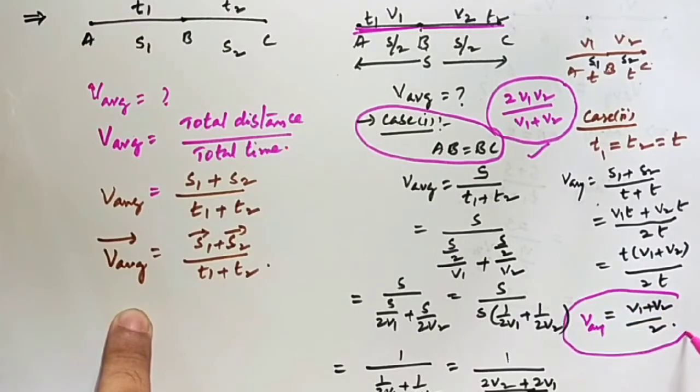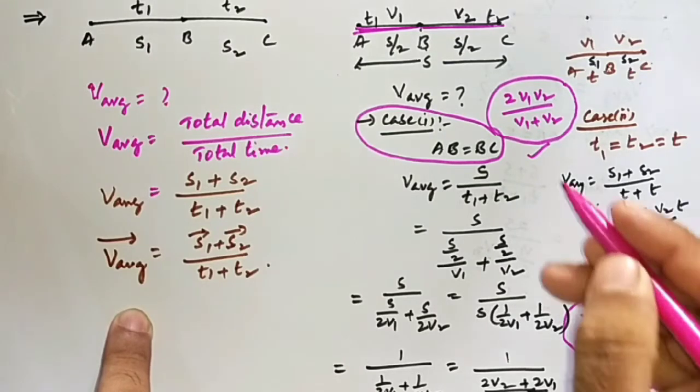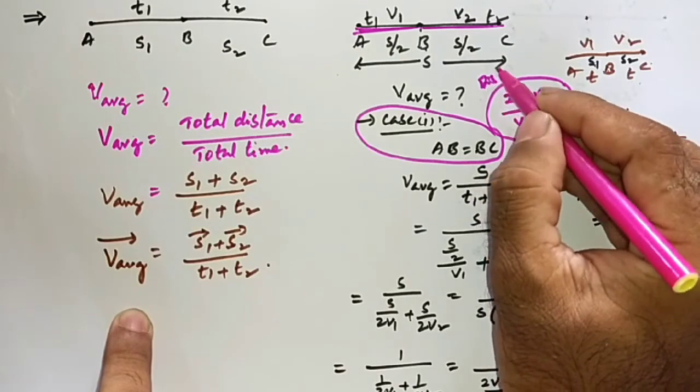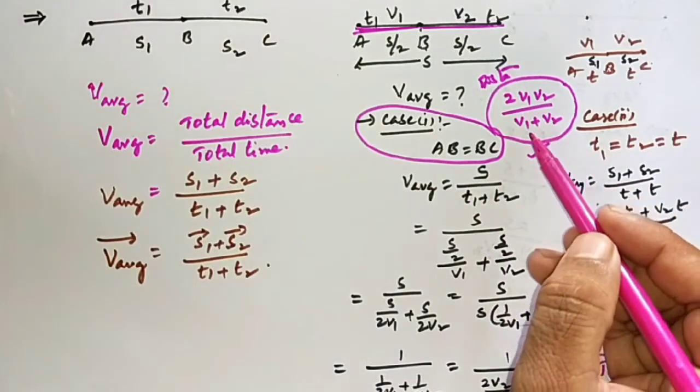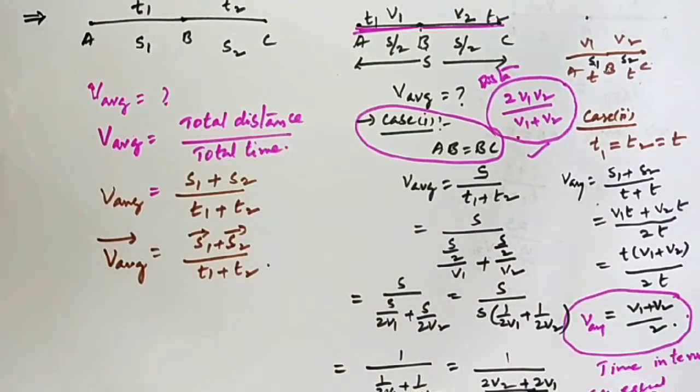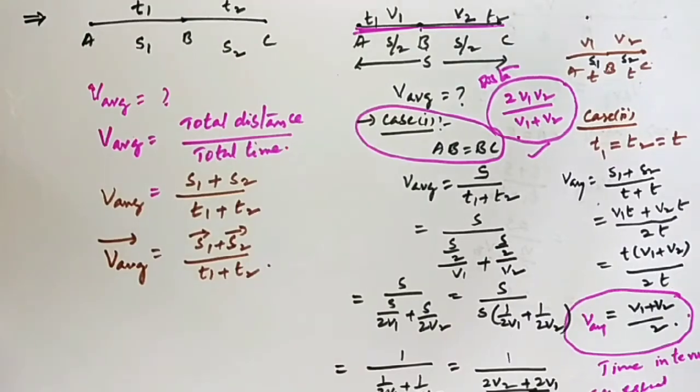When? When time intervals are equal, this is the formula. When distance is equal, don't confuse. When distance is equal, this is the formula we should use. When time interval is equal, this is the formula we should use. 2v1v2 by v1 plus v2, and this is v1 plus v2 by 2. Clear? Very good. Let us see.